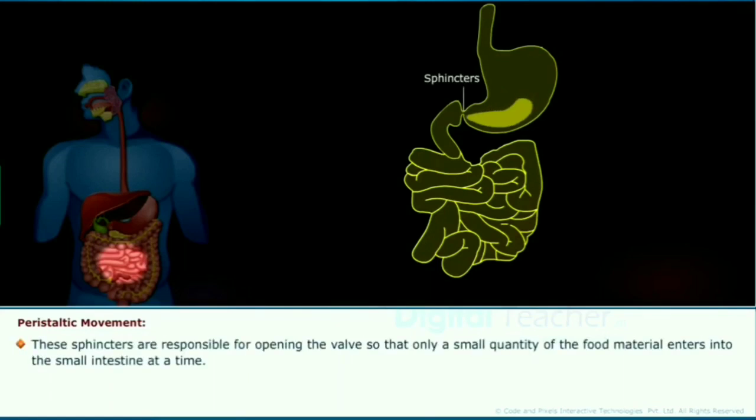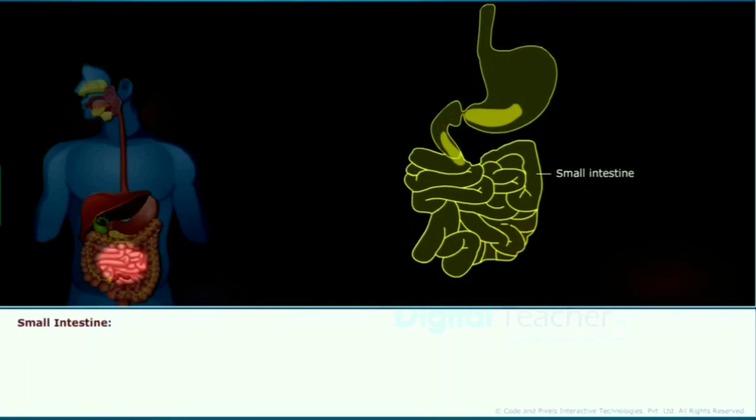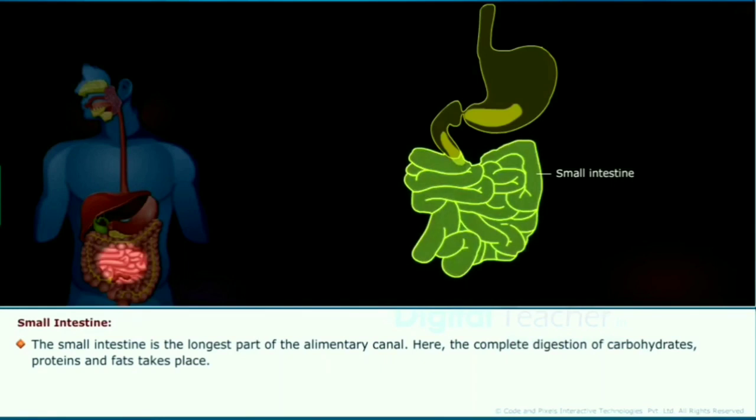These sphincters are responsible for opening the valve so that only a small quantity of the food material enters into the small intestine at a time. Let us learn about the small intestine. The small intestine is the longest part of the alimentary canal. Here, the complete digestion of carbohydrates, proteins and fats takes place.